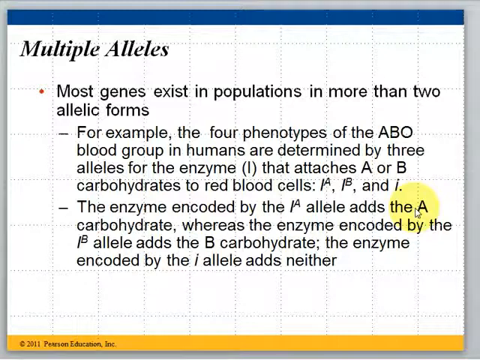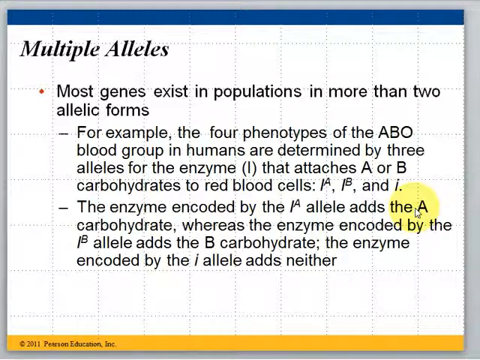Going back to Mendel's pea plants, he was looking at characters that had only 2 possibilities, 2 alleles, but most genes exist in populations in more than 2 allelic forms. So, for example, blood type. In humans, there are 4 phenotypes of the ABO blood groups, and it's determined by 3 alleles for a particular enzyme that attaches a certain carbohydrate, A or B, to the red blood cell. So you can have a number of possibilities.